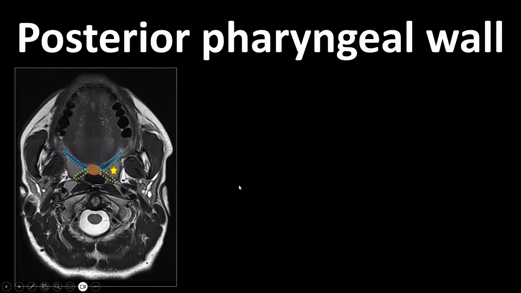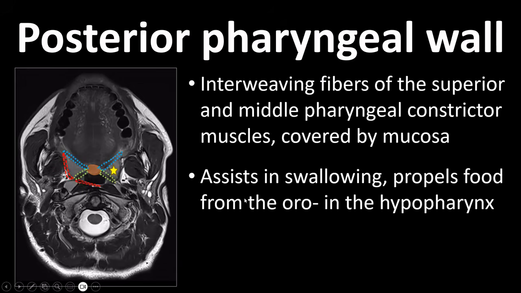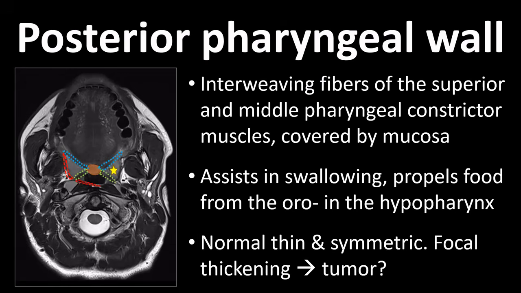Then finally, the last subsite of the oropharynx, the posterior pharyngeal wall. When discussing the tonsillar region, I told you that the lateral wall of the tonsillar fossa is formed by the superior constrictor muscle, and this muscle continues in the posterior pharyngeal wall. So this is basically a wall composed of interweaving fibers of the superior and middle pharyngeal constrictor muscles covered by mucosa. And this muscle, as we have seen in the first presentation on the pharynx, is necessary for swallowing and propels food from the oral cavity or the oropharynx into the hypopharynx and esophagus.